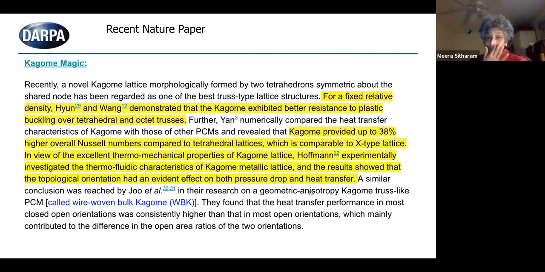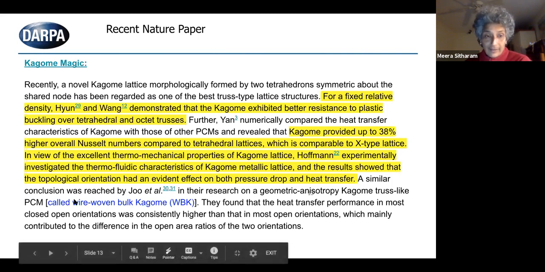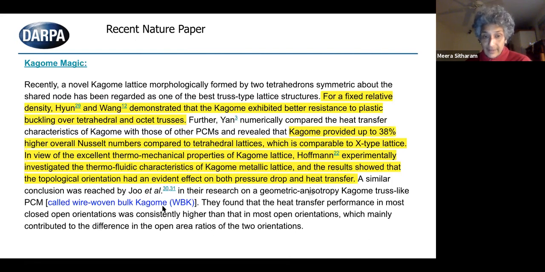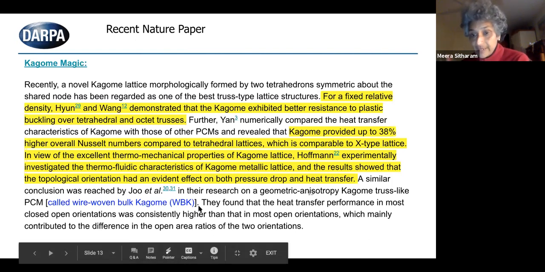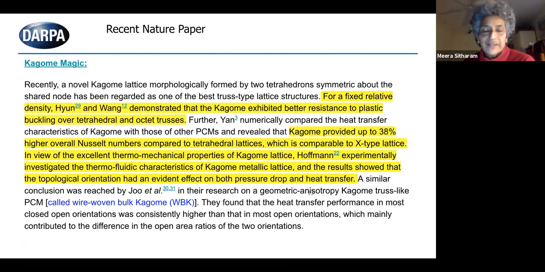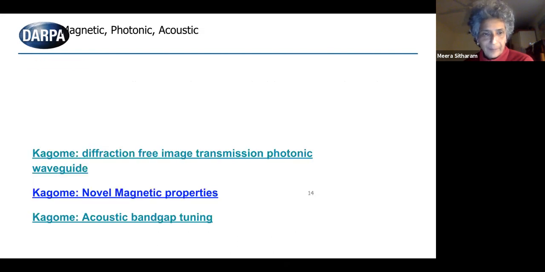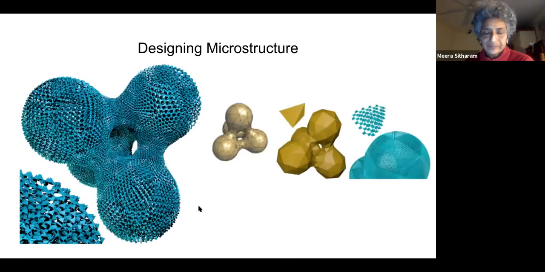So they have studied it for everything, and they have this thing called the wire woven bulk Kagome, which isn't even written out in this kind of microstructure literature. They just write it as WBK, and everybody understands it. So we were definitely not the first people. It occurs in nature. It has already been studied by mechanical engineers experimentally and so forth. So we felt like we were in good company in choosing this particular structure. Okay, so this is the end result of some things that we did.